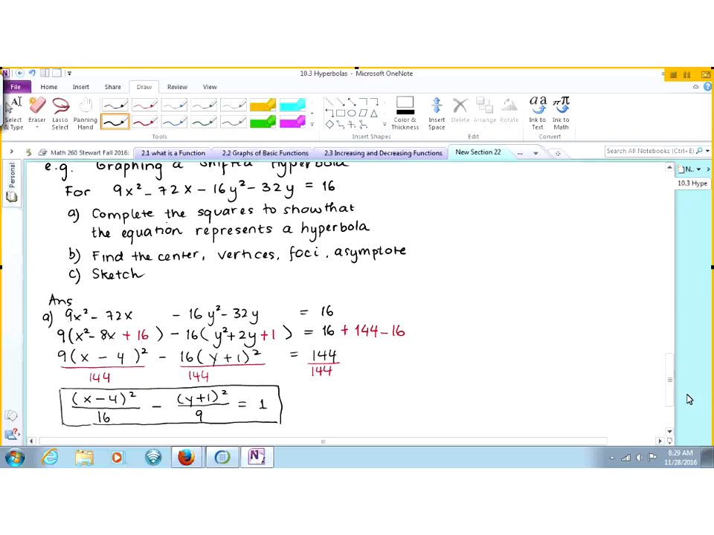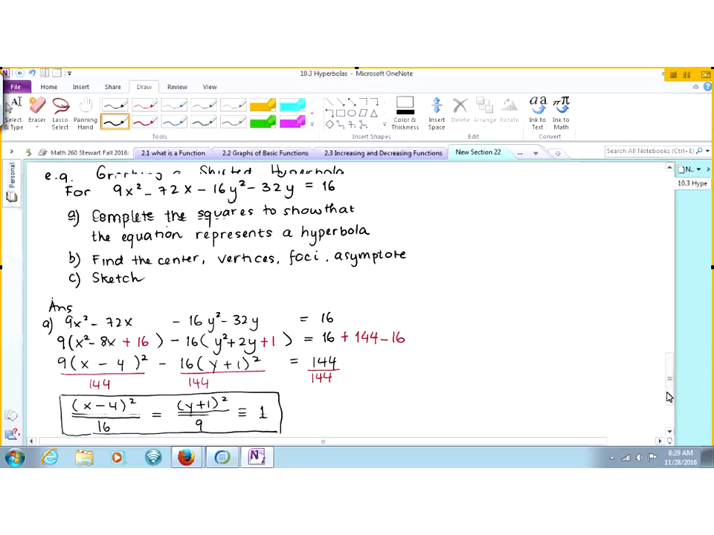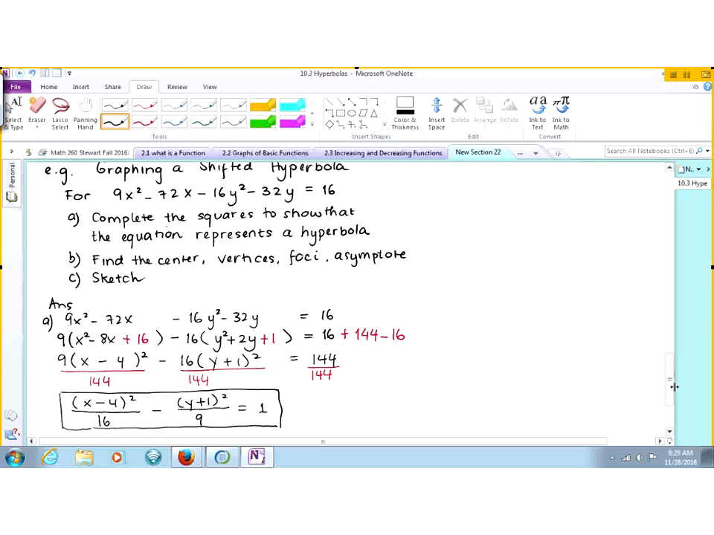Do you know if this is an ellipse or a hyperbola? Okay, that's right. Why? Yes, this should be plus if it's an ellipse. All right, now can I start sketching? Can you tell me what the center is? (4, -1). That's right.